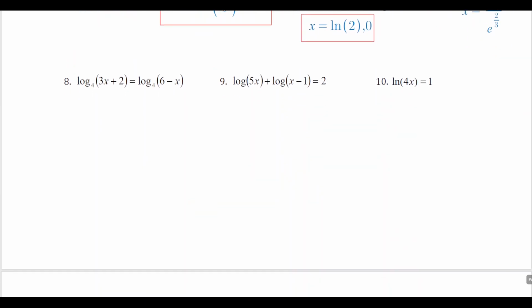For number 8, we're going to go back to the one-to-one property that we used in the beginning, where we can actually just drop both of these logarithms. And this is going to turn into a linear equation here. We've got 3x plus 2 equals 6 minus x. So I'm going to add x to both sides to get 4x plus 2 equals 6. Then I'm going to subtract 2 from both sides to get 4x equals 4. And finally divide both sides by 4 to get x equals 1.